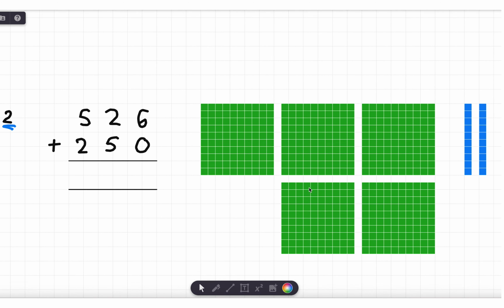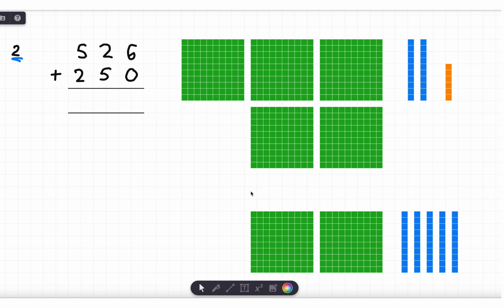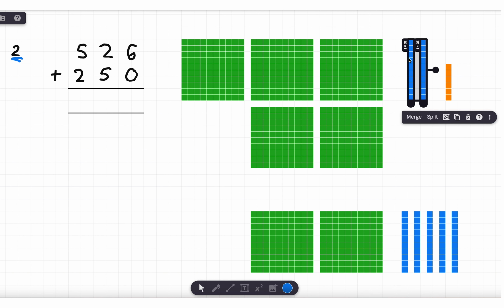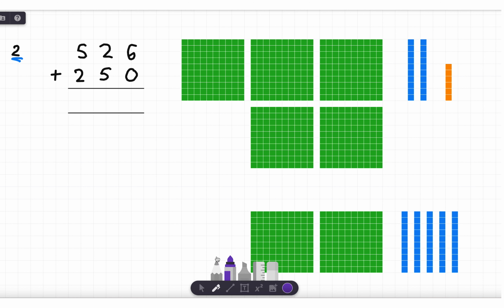Moving on to question number 2. Now with this question we have 526, and you can see it there with the Dienes blocks as well, added to 250. Again, we're going to start with the units column. So here, we've got 6 add 0. There's no units in the second number, so 6 plus 0 is 6.